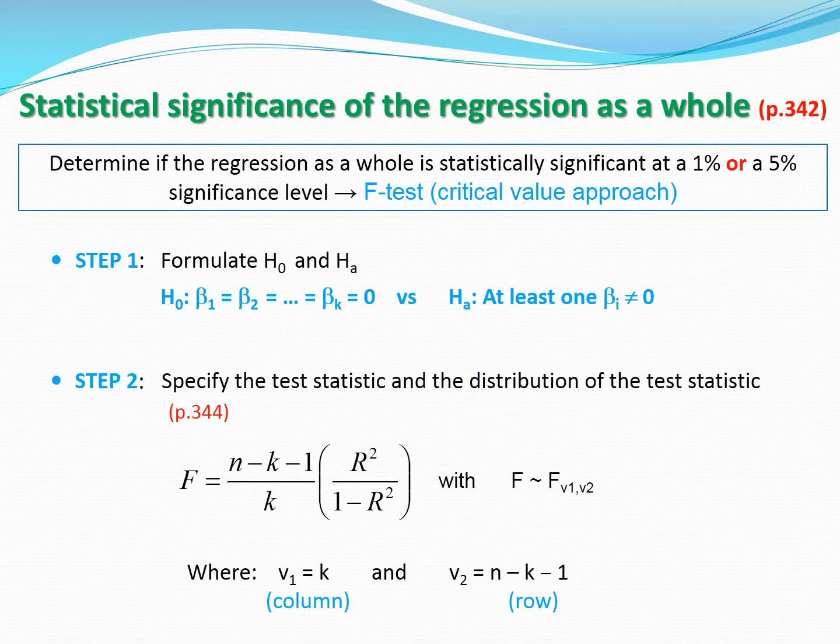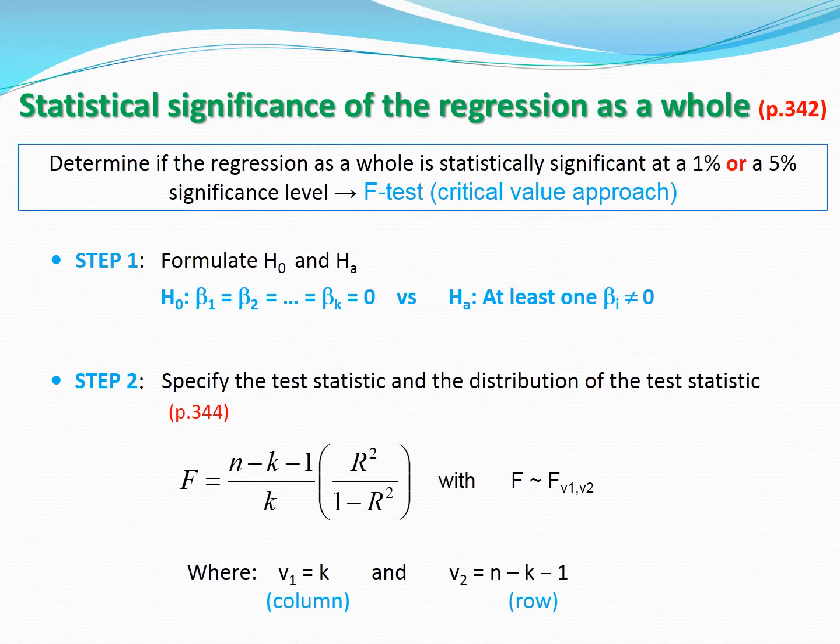First of all, we are going to perform a hypothesis test to determine if the regression as a whole is statistically significant at a 1% or a 5% significance level. And we are going to use the F-critical values in our F table to determine whether we can reject the null hypothesis or not. So we also call this the F test, and we follow the critical value approach in making our decision and not the p-value approach.